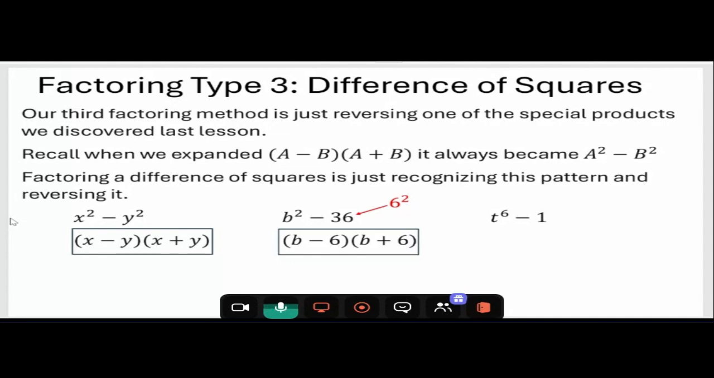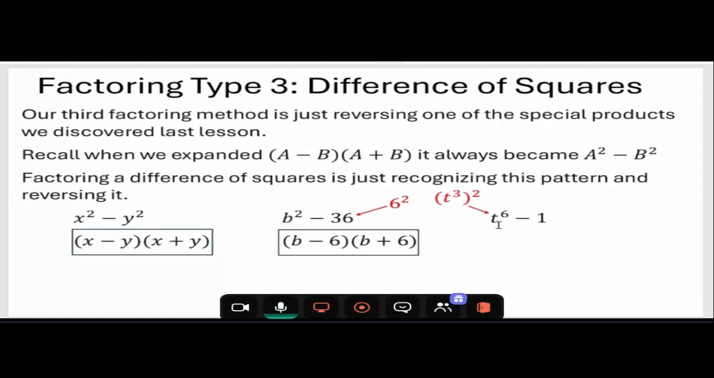How about this one over here? You can see I'm making you think a little more. Does this fit the a squared minus b squared pattern? Is t to the power of 6 a perfect square? Well, yeah, because remember, t cubed times itself gives you t to the power of 6, not t to the power of 9. t cubed squared, you multiply the 3 times 2, is t to the 6.